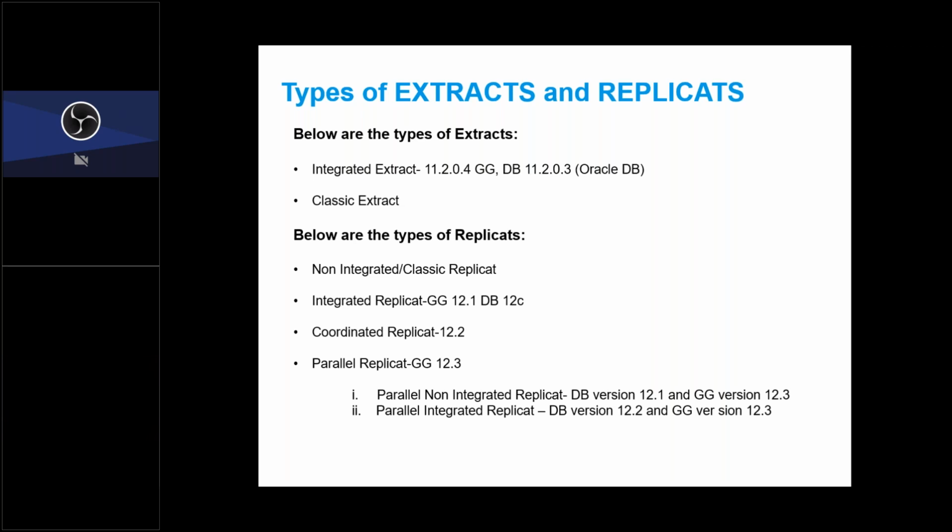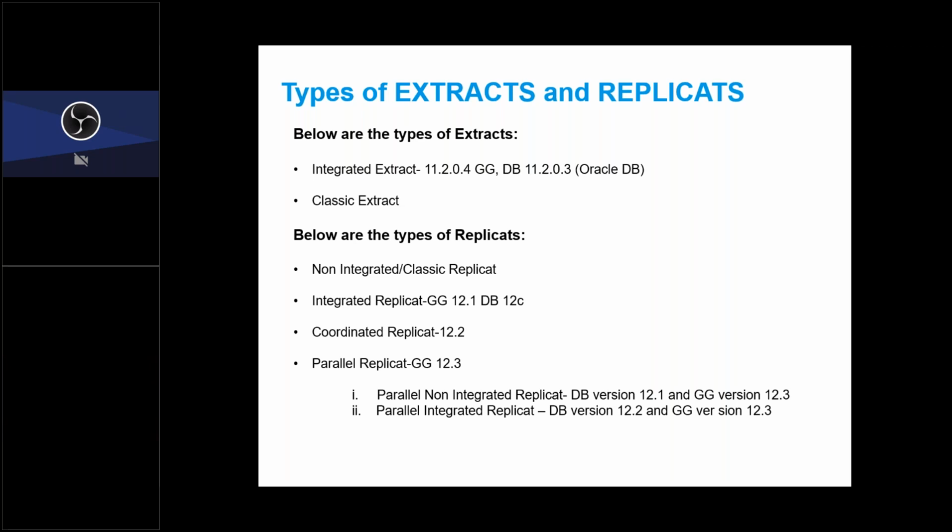Now, what are the different types of replicates available? The different types of replicates are non-integrated or classic replicate, integrated replicate, coordinated replicate, and parallel replicate, which is further classified into parallel non-integrated and parallel integrated replicate. So these are the four types of replicates available.